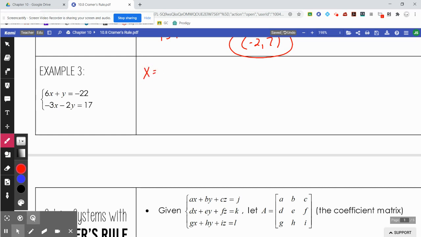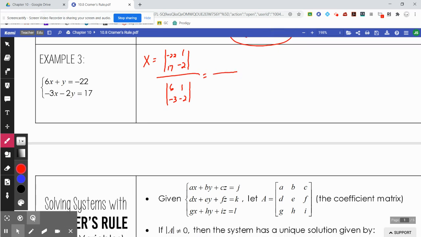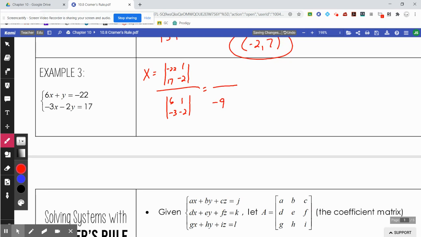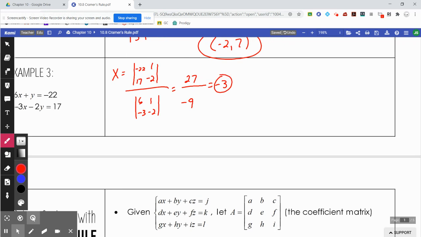Your x value will equal the determinant on top, determinant on bottom. The bottom is your coefficient matrix, which is 6, 1, negative 3, negative 2. On top, leave the y's the same, but replace the x's with negative 22 and 17. So let's work the bottom out to begin with. That's going to be negative 12 minus negative 3, which is negative 9. On top, you have 44 minus 17, which is 27. So therefore, your x value is negative 3.